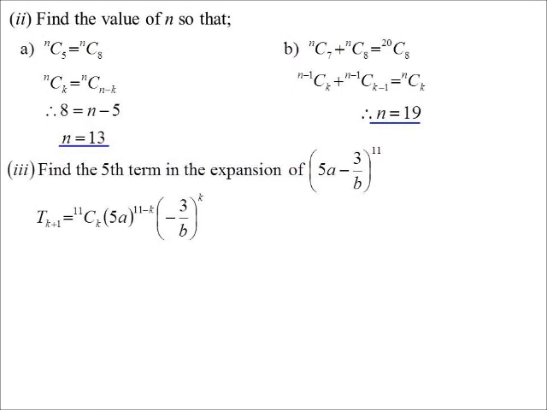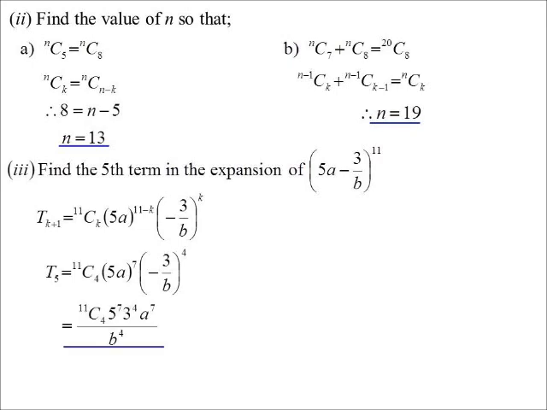But the general term will be 11Ck for this one. I always go to the second term first, so minus 3 on b to the power of k, which means the other one, 5a, must be to the 11 minus k. They want the fifth term, so that's when k is 4. And we get 11C4, 5a to the power of 7, minus 3 on b to the power of 4. Well, there it is in unsimplified form.